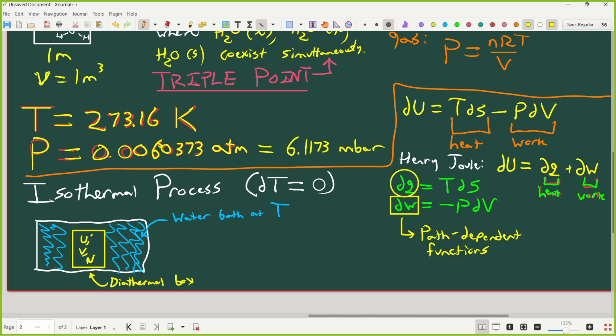On the right-hand side of the equation, these are path independent. S and V only depend on the initial and the final conditions. It does not matter how you go from point A to point B. The only thing that matters is the S of the initial state and the S of the final state. Path doesn't matter. We'll see that in this class. I'll prove it to you, hopefully, in the next couple days, probably next class.